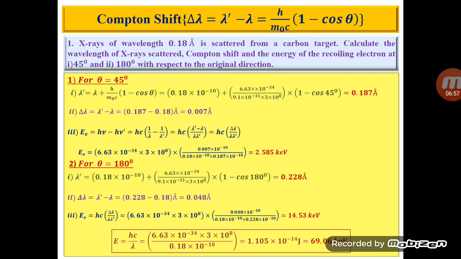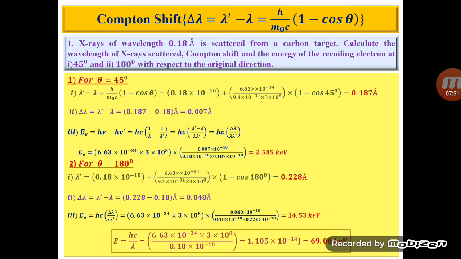Therefore, this concludes that the Compton scattering is an inelastic scattering, because here we are observing that the wavelength of the scattered photon is greater than the wavelength of the incident photon. That's why it is an inelastic scattering. Therefore, you can know the nature of the scattering just by solving a problem.